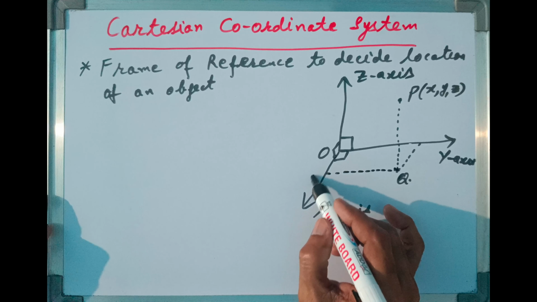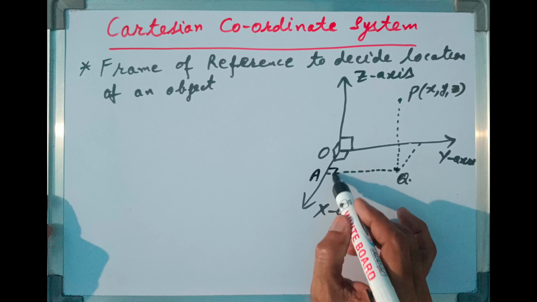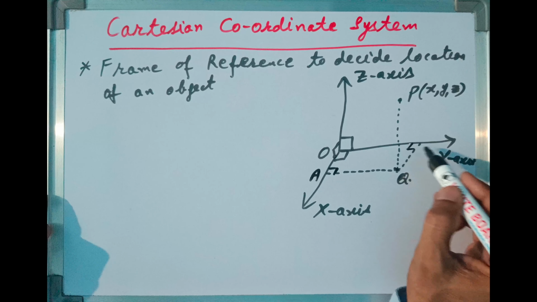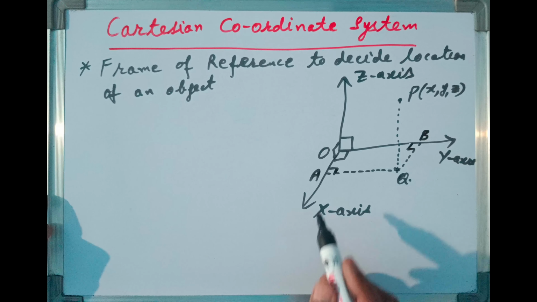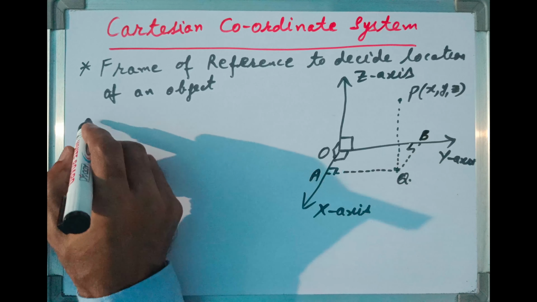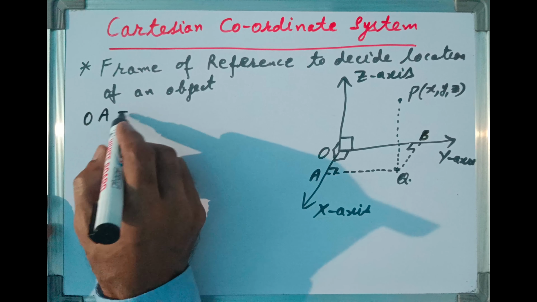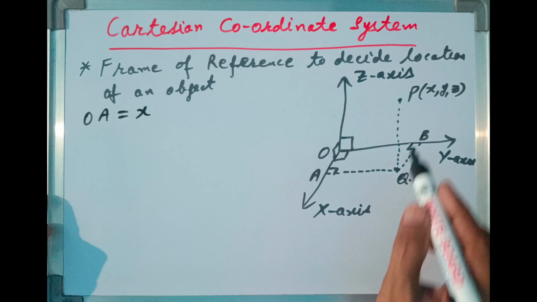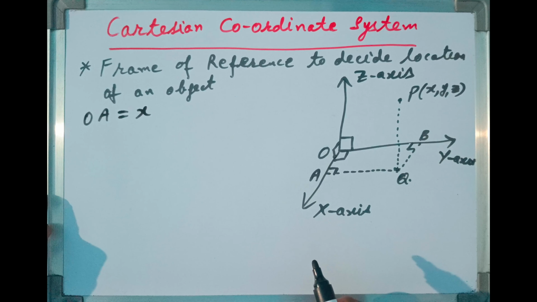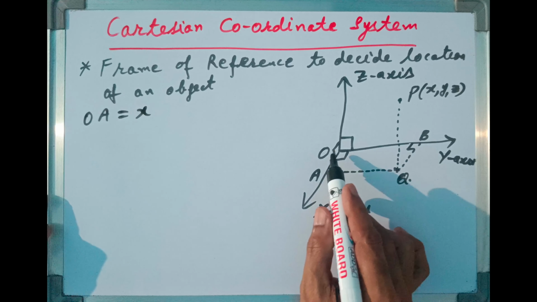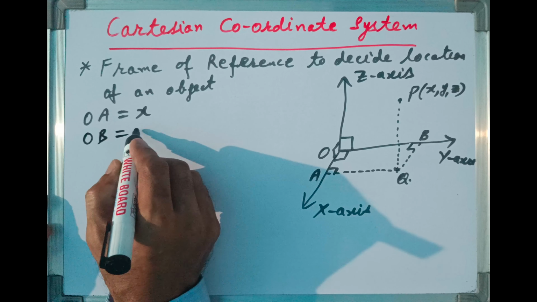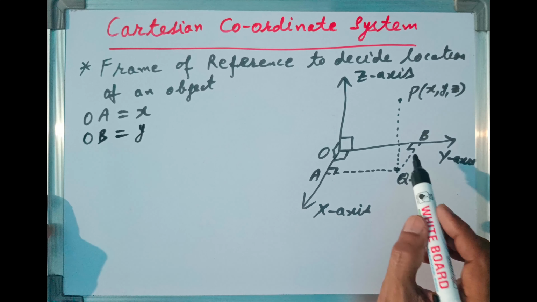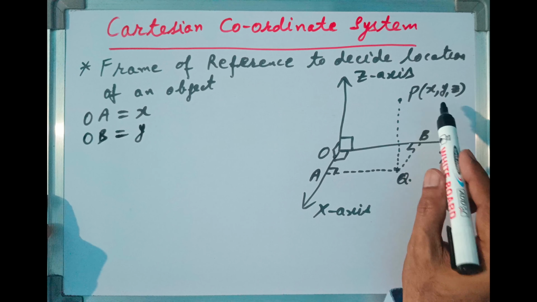Let us call this point A. Here the angle is 90 degrees. Here also the angle is 90 degrees. Let me call this point B. So this distance OA is called the x coordinate of the object at point P. Similarly, the distance parallel to the y-axis, OB, is called the y coordinate of point P.